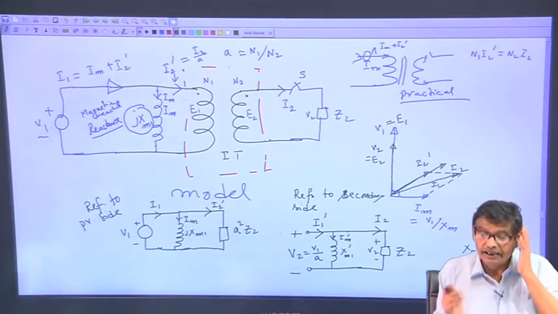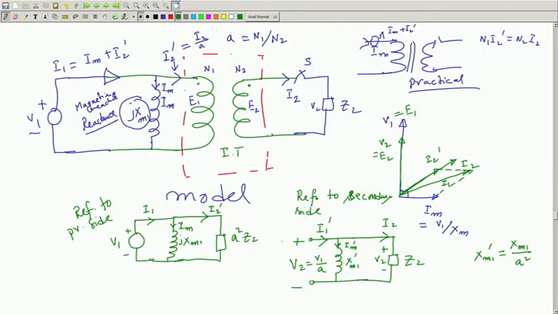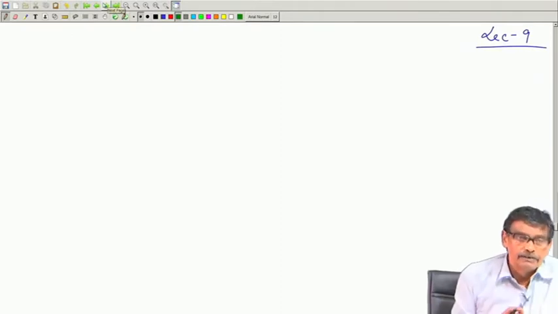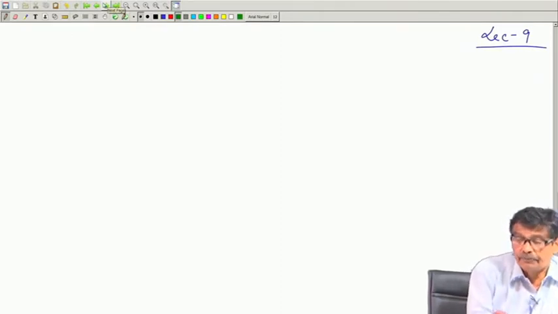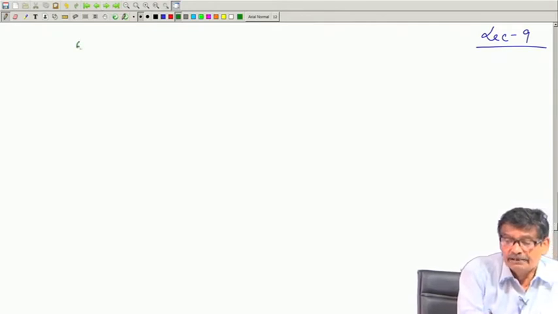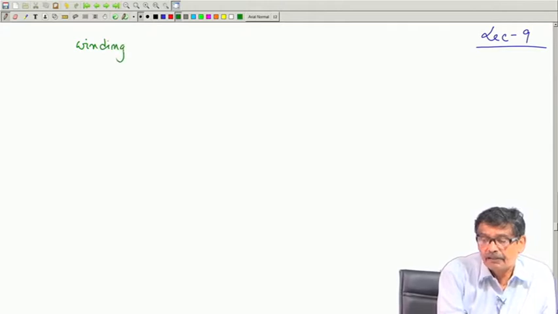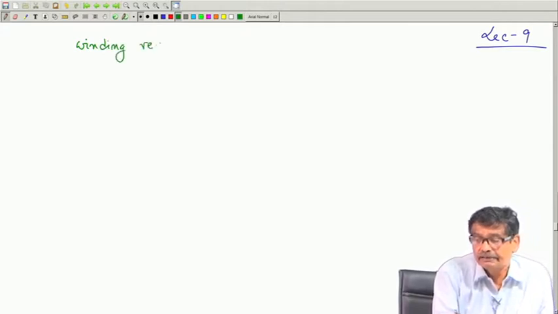Okay. After I have done this, our next reality which is present in a practical transformer is, let us assume, winding resistance. Till now I have neglected winding resistances.